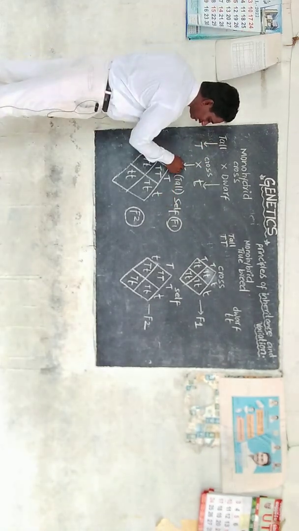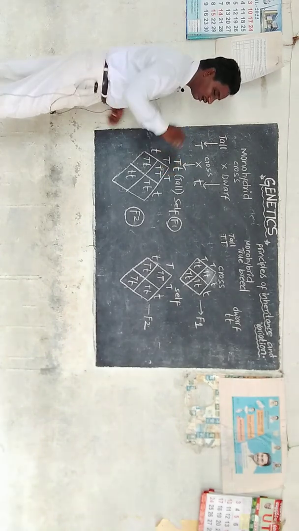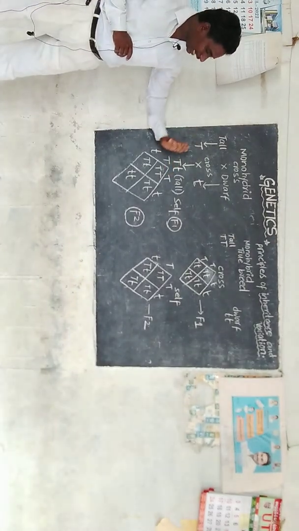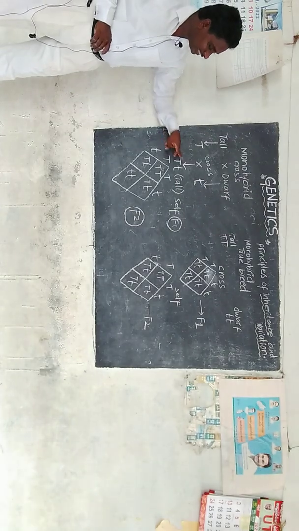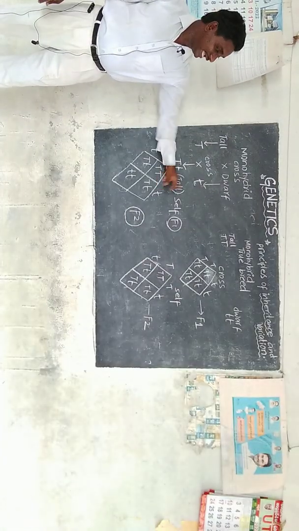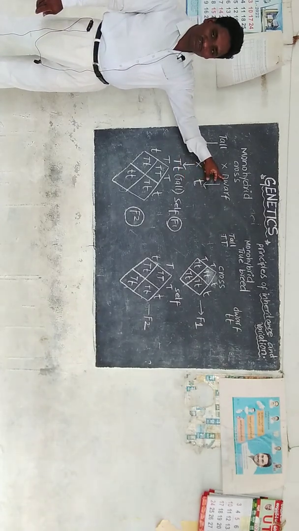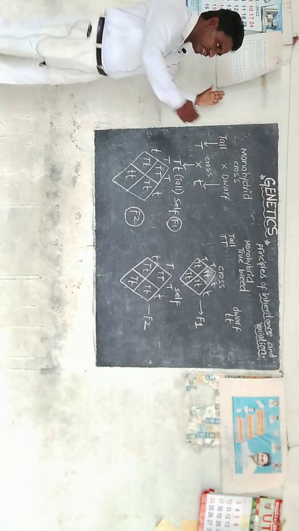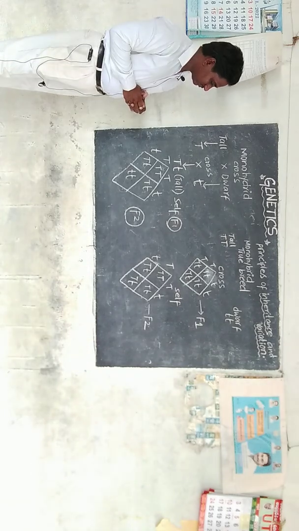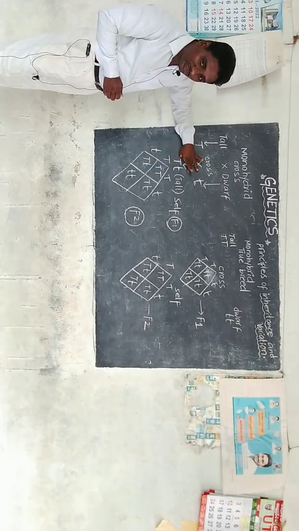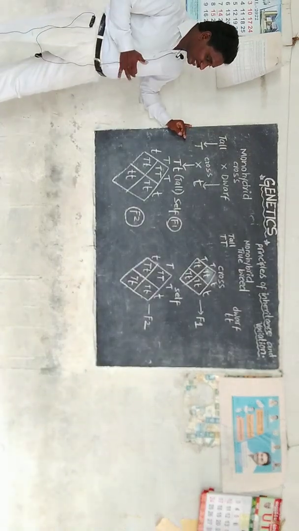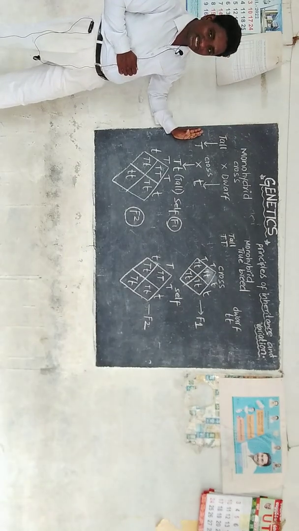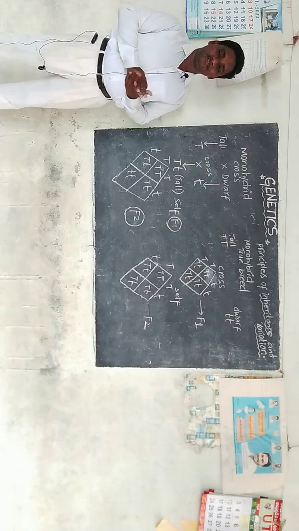In the first generation, capital T, small t are produced. Even though the genetic makeup is different, capital T, small t, the plant looks tall. Actually, small t is responsible for the dwarfness of the plant, and capital T is responsible for the tallness of the plant. When these two plants are cross fertilized, the genotype capital T, small t is produced, but the phenotype is tallness. That means the tallness of the plant, capital T, is dominant over small t.